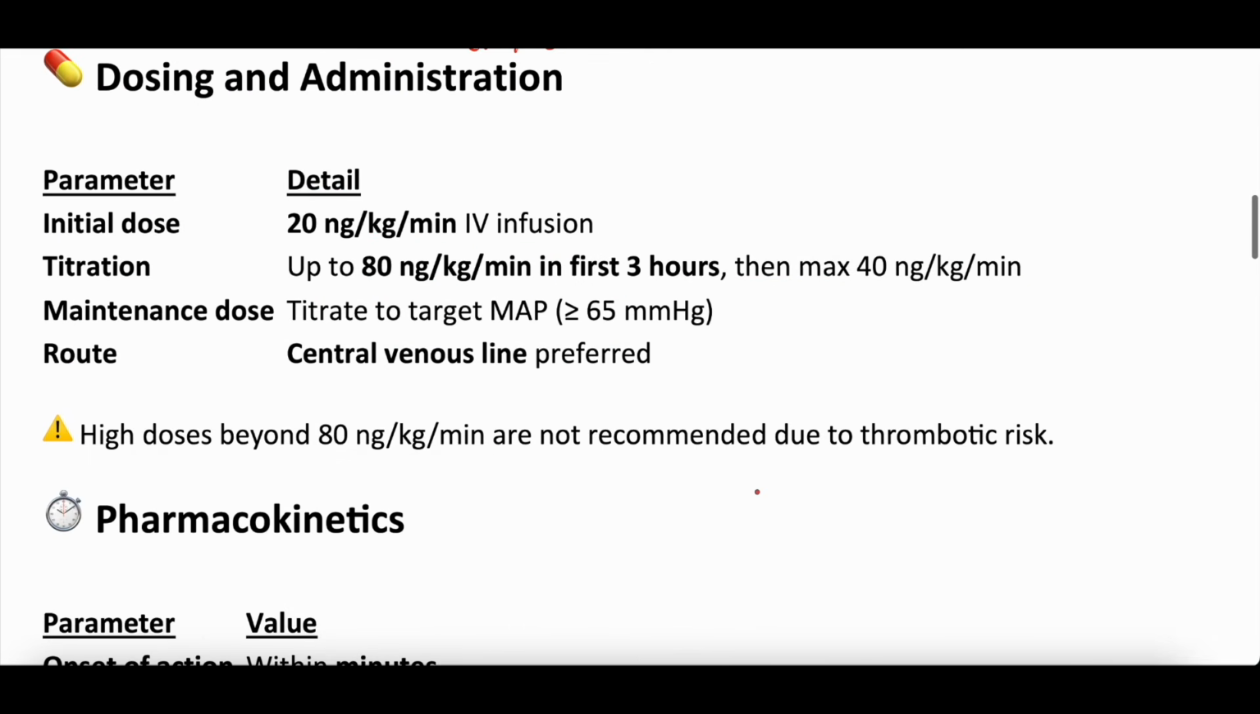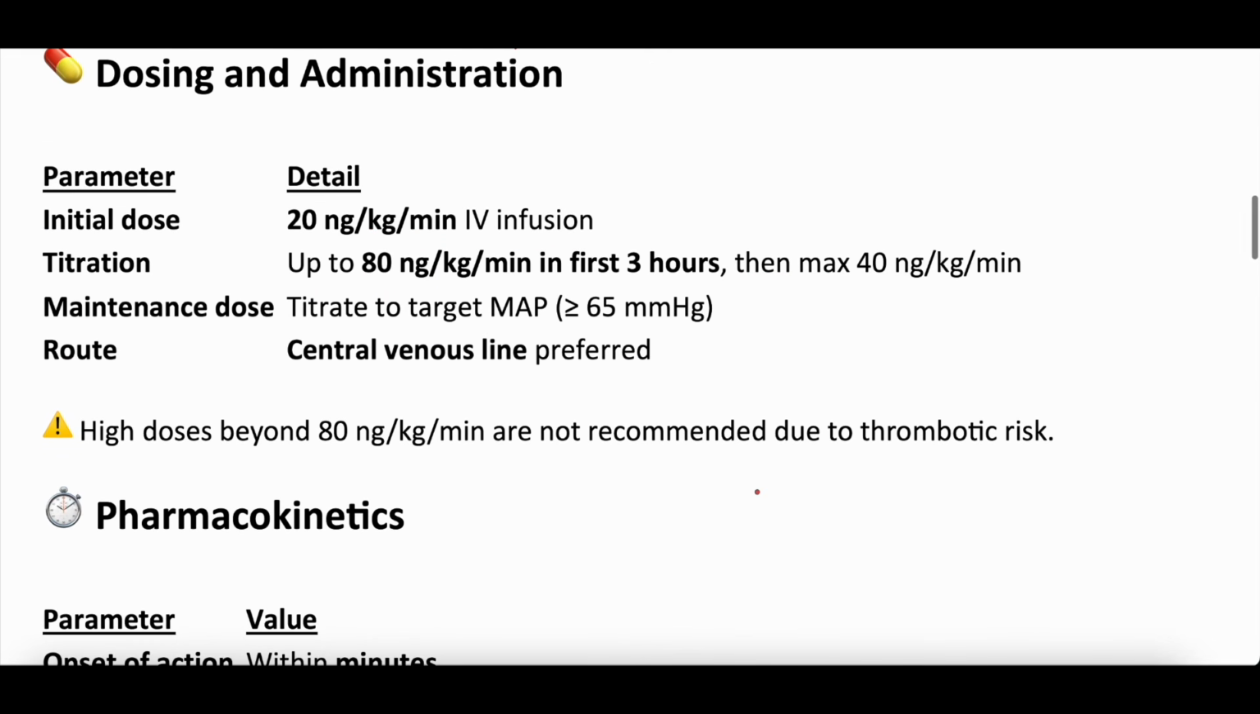All right, dosing and administration of angiotensin II. The initial dose you usually start with is 20 nanograms per kilogram per minute in an IV infusion. You can titrate it up to 80 nanograms per kilogram per minute in the first 3 hours, and then usually max 40 nanograms per kilogram per minute thereafter. You're usually titrating to try to target a MAP greater than 65 millimeters of mercury. This is particular for patients in septic shock. This is what's most classical.